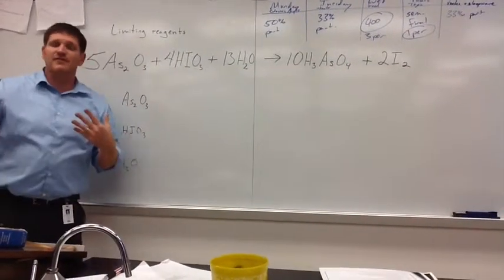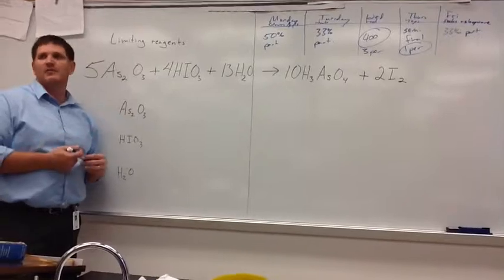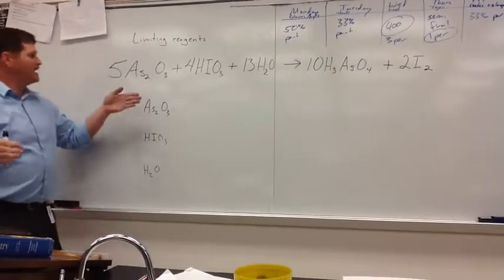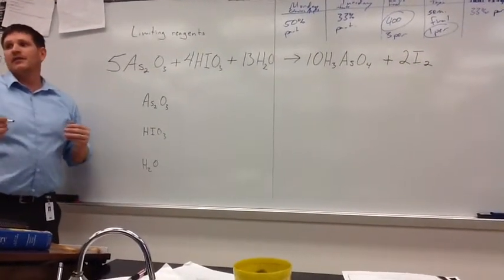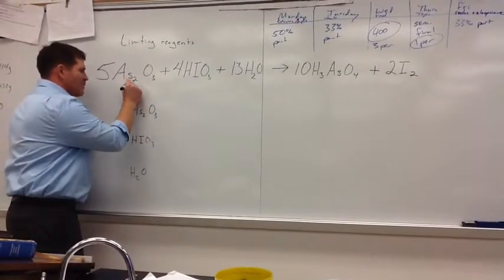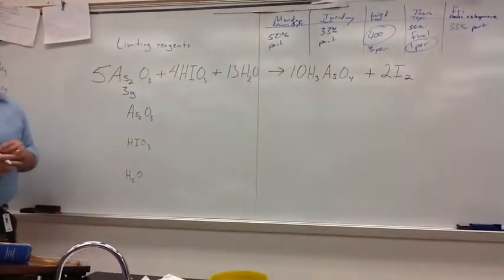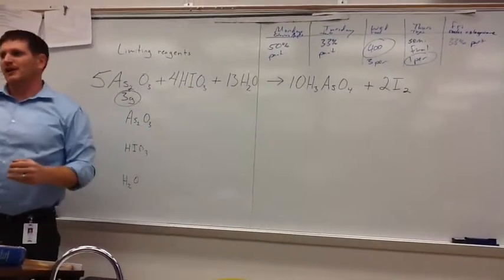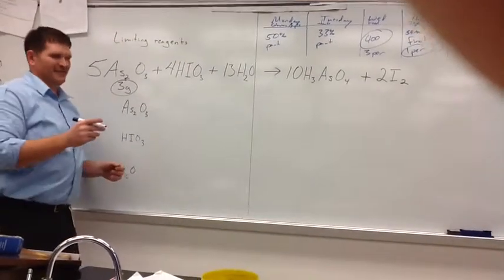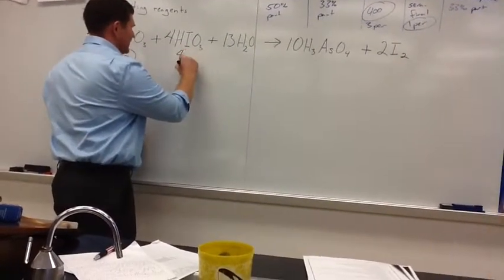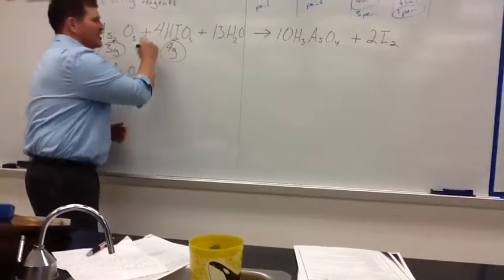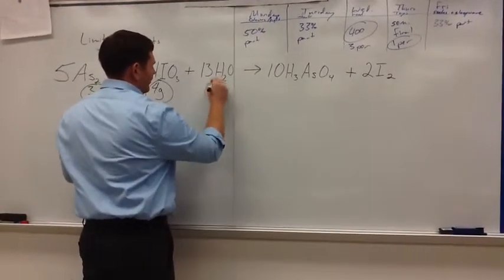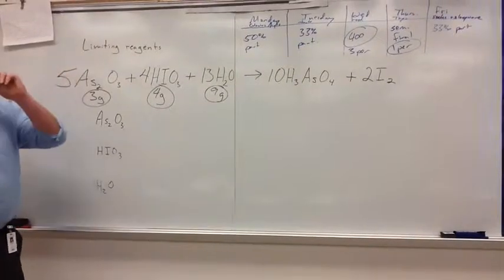Now, you can't see him, he's off the screen, but Dakota's in the room. Dakota is playing the home version. He is going to give me amounts so they're not made up on the spot. Dakota, I need an amount for As2O3. 3. I have 3 grams of As2O3. Alright, Dakota, HIO3. 4. 4 grams. And how much H2O? 9. Alright. This is the amount that I have. I have 3 grams, 4 grams, and 9 grams.